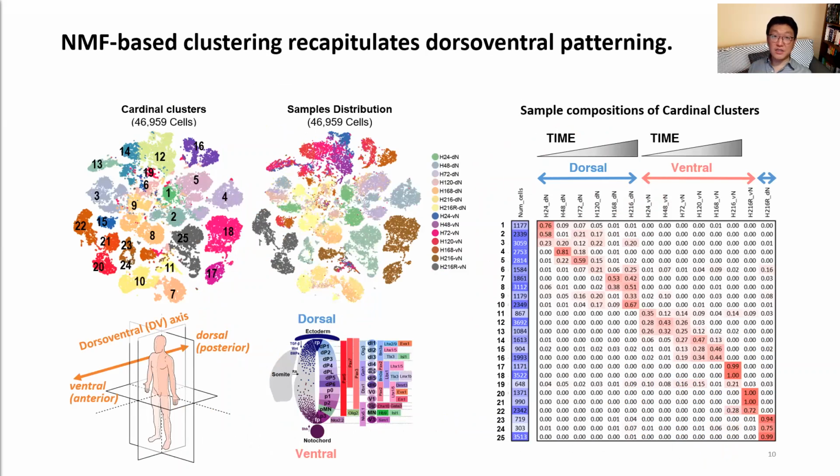Next, to relate these cell clusters to the cardinal cell types, we examine the sample compositions of each cell cluster. We find that our clusters capture the major source of variation along the rostral caudal and dorsal ventral axis, and typically overlap clusters from a few neighboring time points. So this implies that our samples and our clusters recapitulate major neuronal cell types that emerge along the developmental time points of the rostral caudal and dorsal ventral axis.